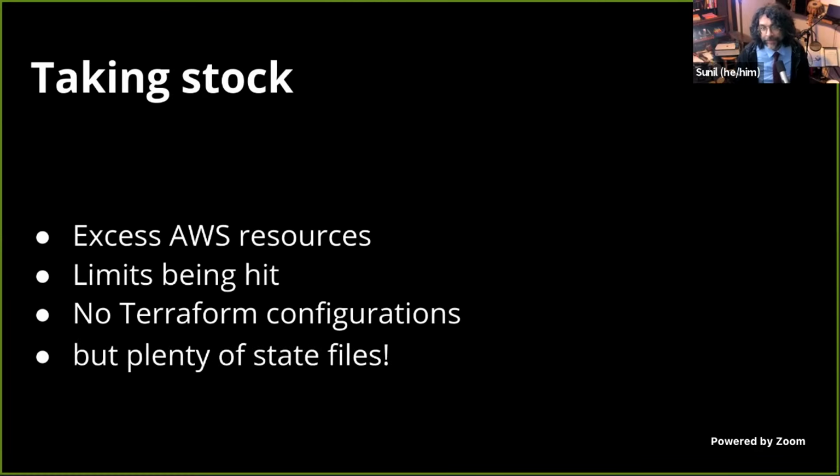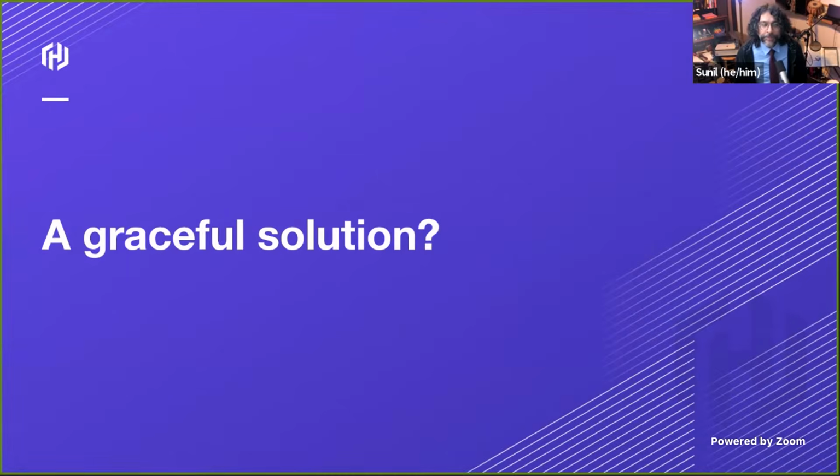But we did have plenty of state files. We used workspaces and kept them in distinct paths within S3. That was the classic remote that we were using to hold state. So let's be honest about what we're talking about here. Was this ever a graceful solution? We were leveraging Git tags to keep track of configs.